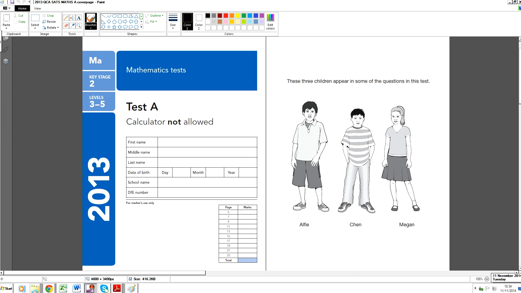We're looking at the 2013 QCA paper, test A, non-calculator, in my class here. This is what the paper looks like on the first page and second page. We're now going to move on to our first question.